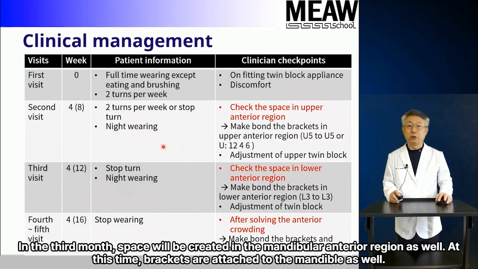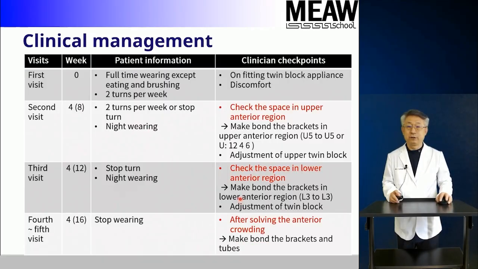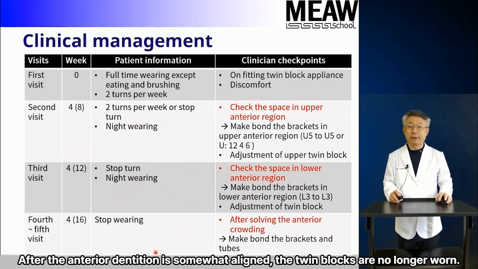In the third month, space will be created in the mandibular anterior region as well. At this time, brackets are attached to the mandible as well. After the anterior dentition is somewhat aligned, the twin blocks are no longer worn.